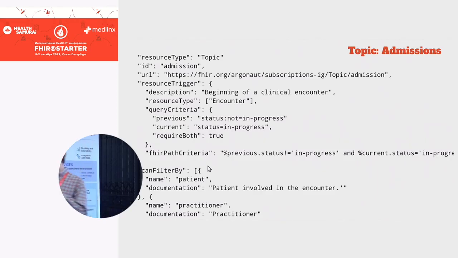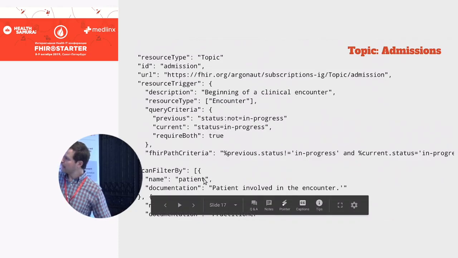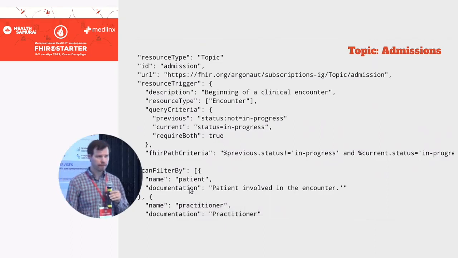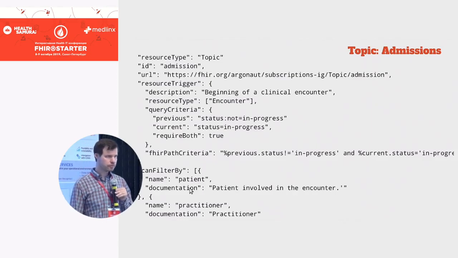So, for example, here, this topic says we can filter the encounter based on the patient. То есть, например, мы можем фильтровать результаты визиты, encounters, по пациенту. And we'll see how that's used when we switch over to look at a subscription. И мы увидим, как это использовать, когда мы перейдем с топика на подписку, на subscription.